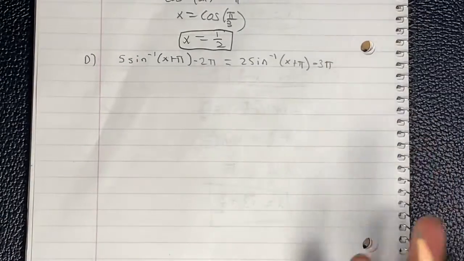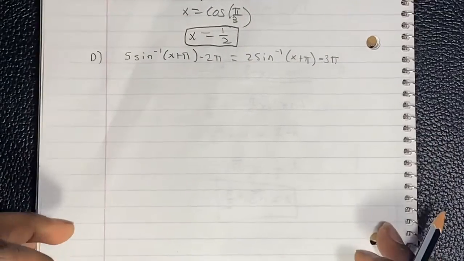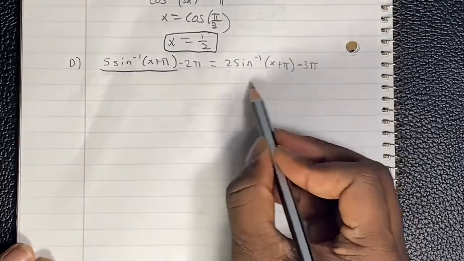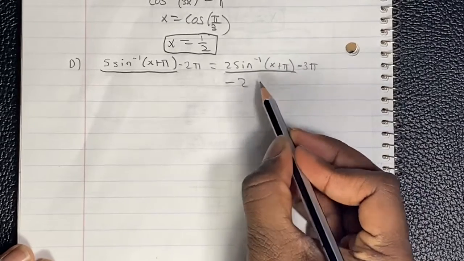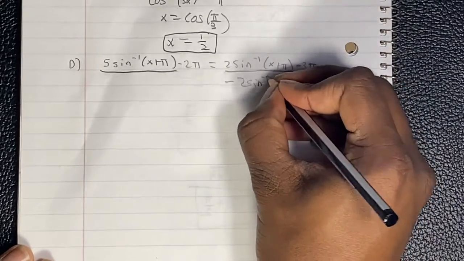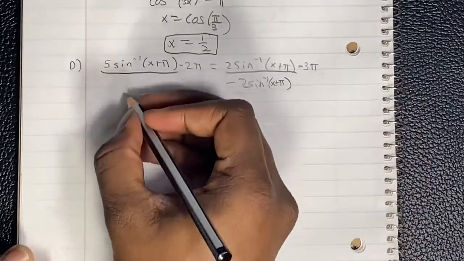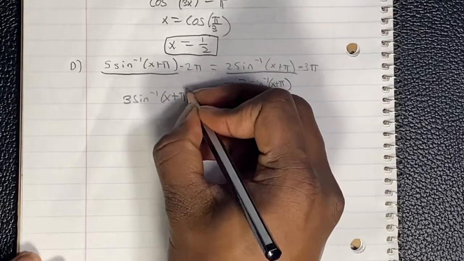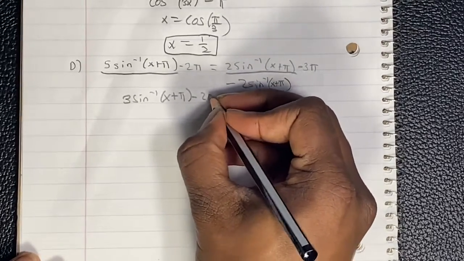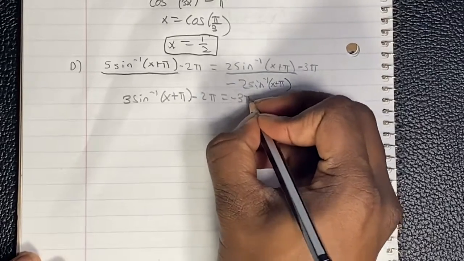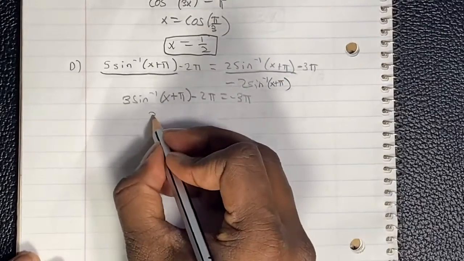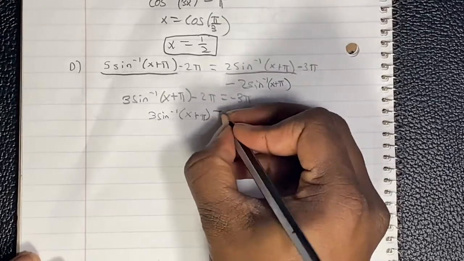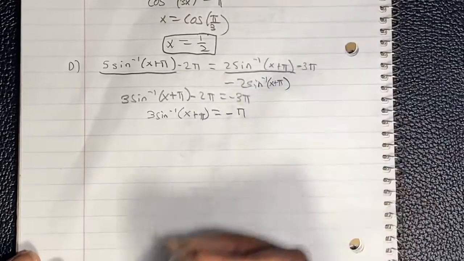This one, once again, a little more complicated, but not as hard as you think it is. So first thing I'm gonna do, as you see, this and this is the same thing. So we're gonna subtract this, which will get us 3 sine of x plus pi minus 2 pi equals -3 pi. Add the 2 pi over, which will get us -pi.